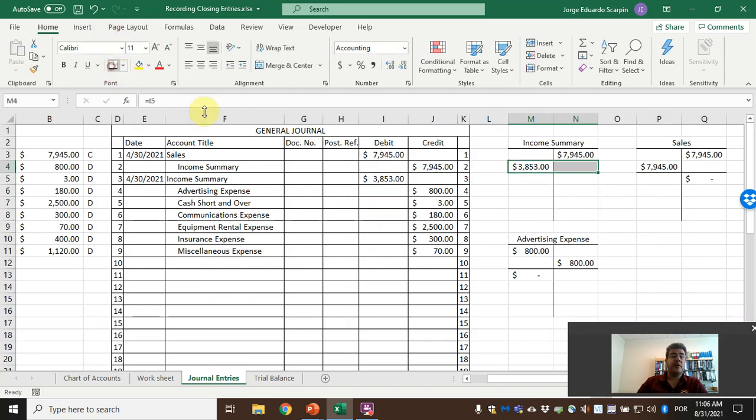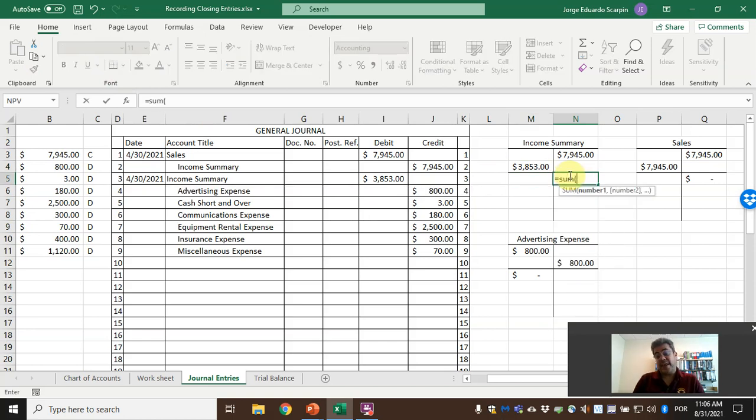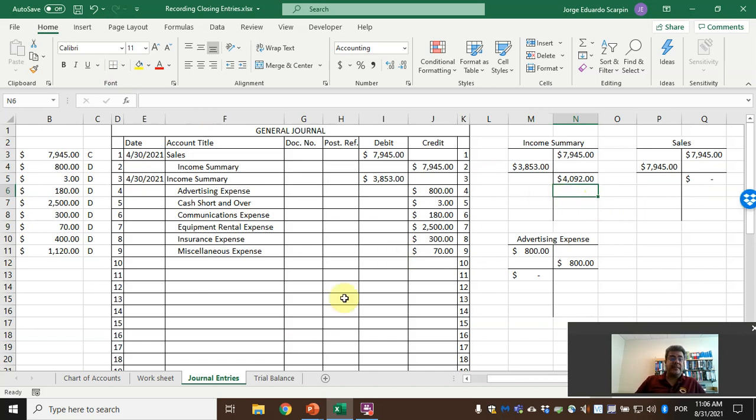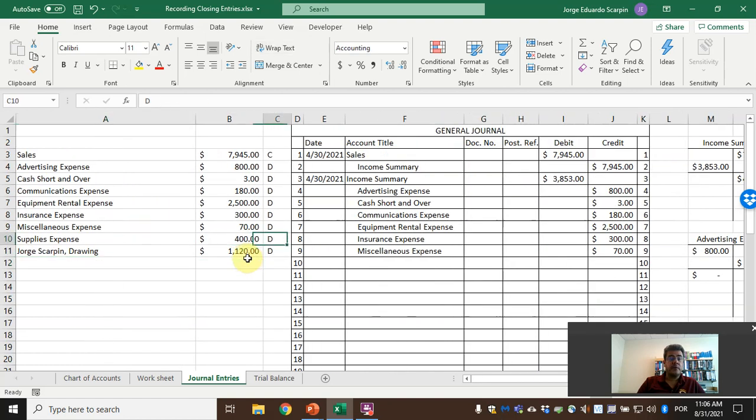3,853. How much the ending balance? Sum of credits greater than debits. Obvious here. So sum of credits less sum of debits. 4,092. Oops. It is missing 1 expense here. So sorry, guys.